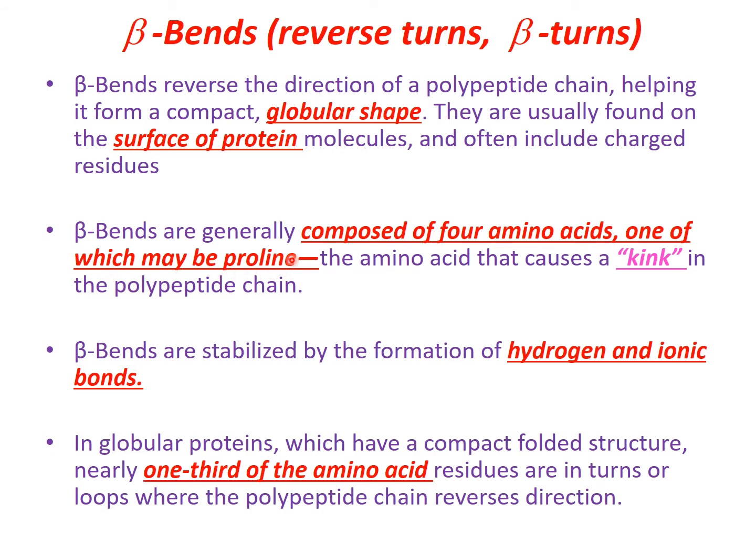Remember, important MCQ: the amino acid that causes a kink in the polypeptide chain. This kink is due to the presence of proline. Beta bends are stabilized by the formation of hydrogen and ionic bonds. In globular proteins, which have a compact folded structure, nearly 1/3 of the amino acid residues are in turns or loops where the polypeptide chain reverses the direction.